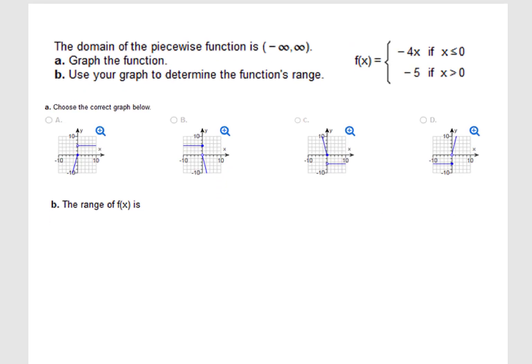All right, the domain of the piecewise function is -infinity to infinity. They want us to graph the function, and then they want us to determine the function's range. Again, first I'm going to determine what I am entering into my calculator. For the first one, I would enter in -4x, and that's if x is less than or equal to 0. On my second part of my function, it will be a constant output of -5 if x is greater than 0. So let's put that in the calculator.